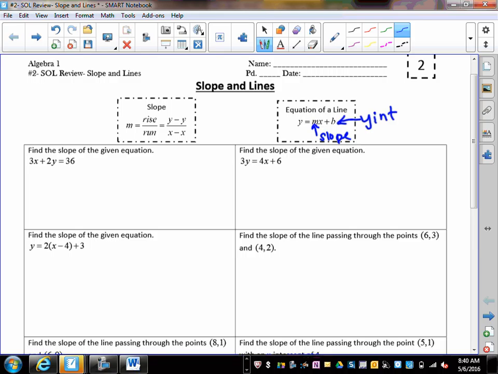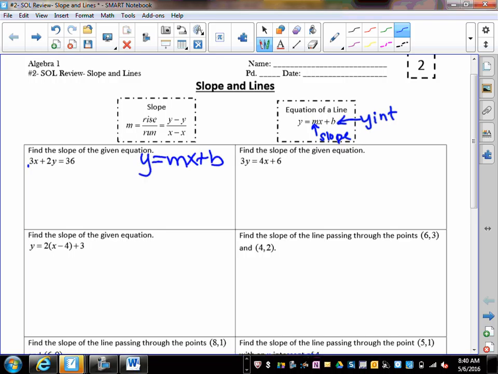All right, so in order to figure out what my slope is, I need to get it in this form. Because right now, what a lot of you have done in times past is you just said 3 was your slope, because that's what was in front of x. But that's not the case. It has to be in the form y equals mx plus b. So I need to get y by itself.